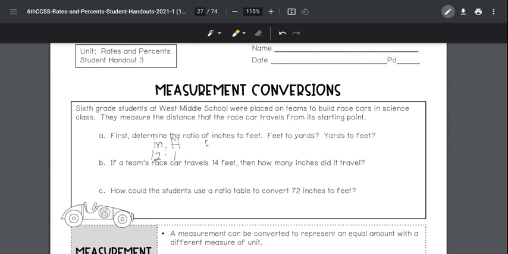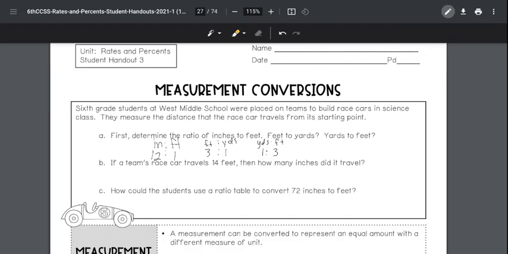Feet to yards, I know that if I have 1 yard, I have 3 feet. Then yards to feet, all they did was flip the words, so all we have to do is flip the numbers. So yards to feet is 1 to 3.